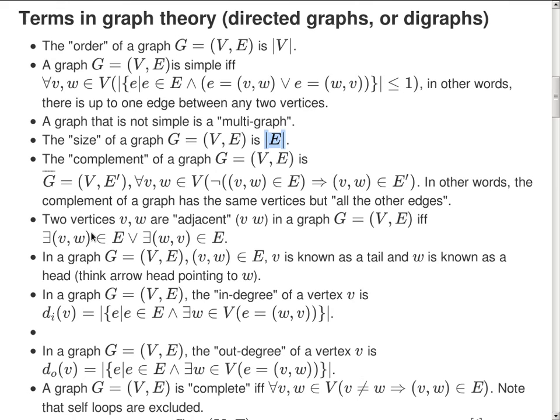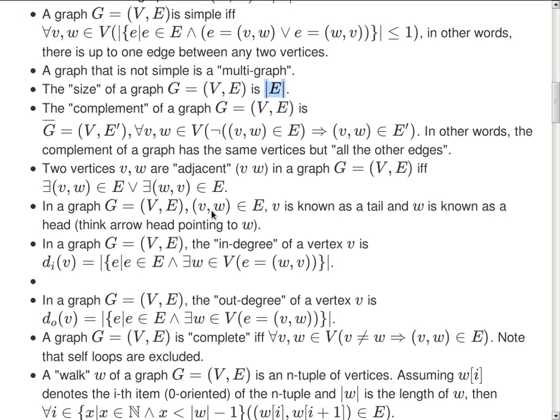So back to the definitions. Two vertices, V and W, are considered adjacent if they are directly connected by an edge. In this case, it can be an edge from V to W, and it can also be an edge from W to V. In a graph, for edge VW, V is known as the tail and W is known as the head. This term is a little bit confusing, because normally we look at the first thing as the head, the second as the tail, but this has to do with how we draw the arrow.